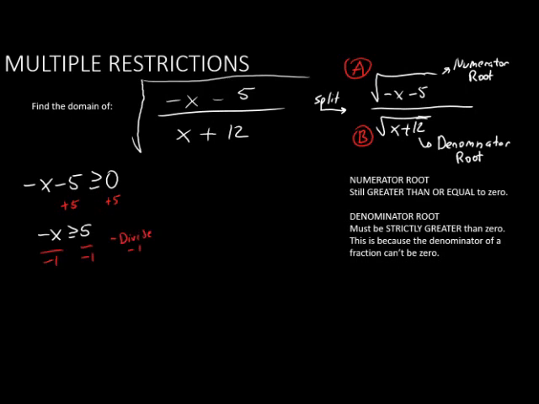Negative x divided by negative 1 just gives us x, and of course the invisible 1. On the right, we'll have 5 divided by negative 1, which gives negative 5. However, since we've divided by a negative number, we will flip the inequality sign. Therefore, greater will become less, and we'll have less than or equal to negative 5. So our first restriction is that x must be less than or equal to negative 5.